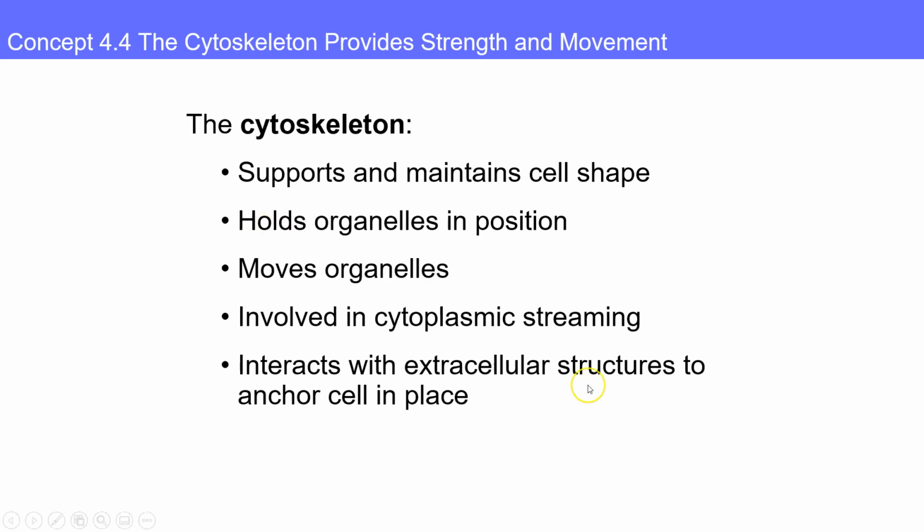Now, the cytoskeleton is the thing that helps maintain and support cell shape. It holds organelles in position and helps move organelles around. The cytoskeleton plays a very key role, and it's one of the defining characteristics of a eukaryotic cell. It is also going to be used in things like mitosis. It also has extracellular structures to help keep cells in place.